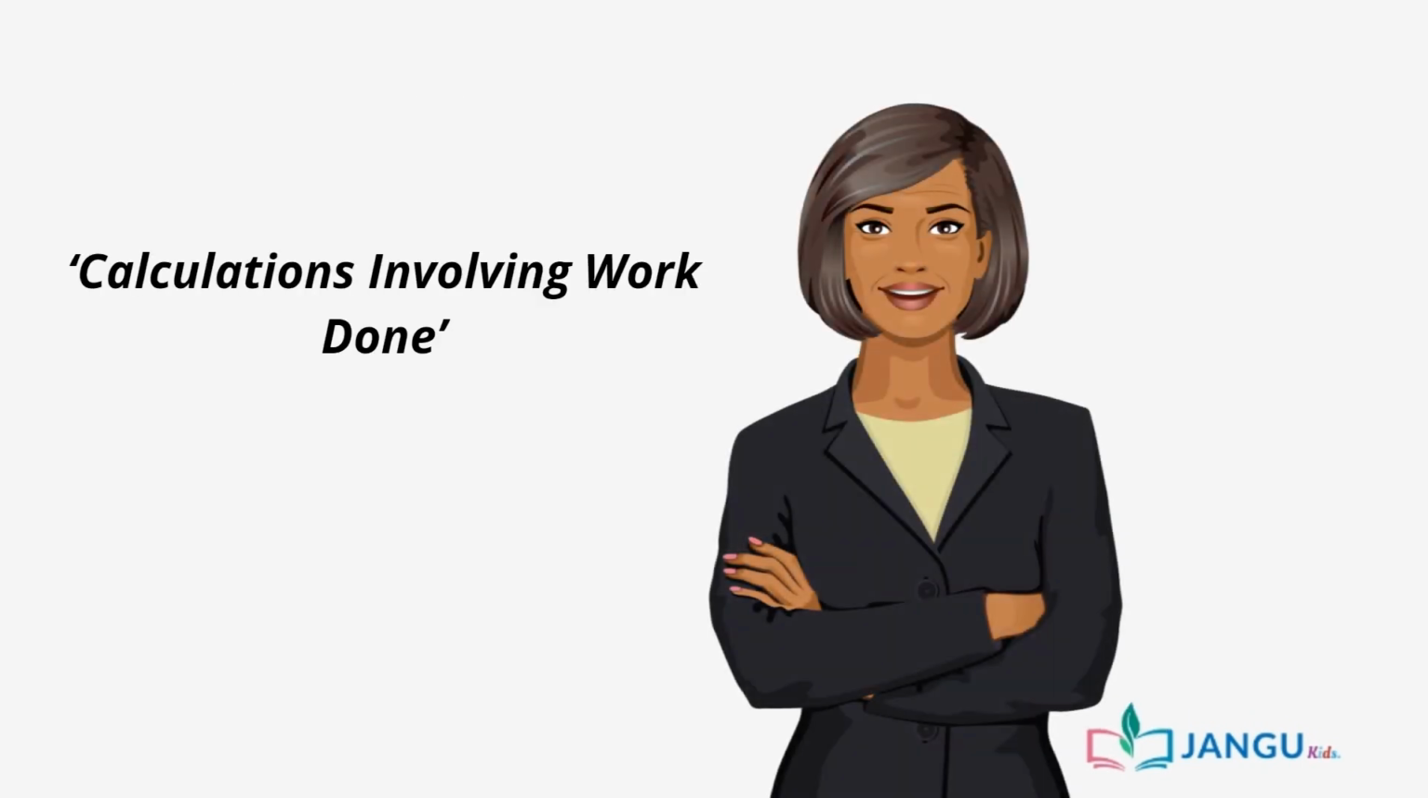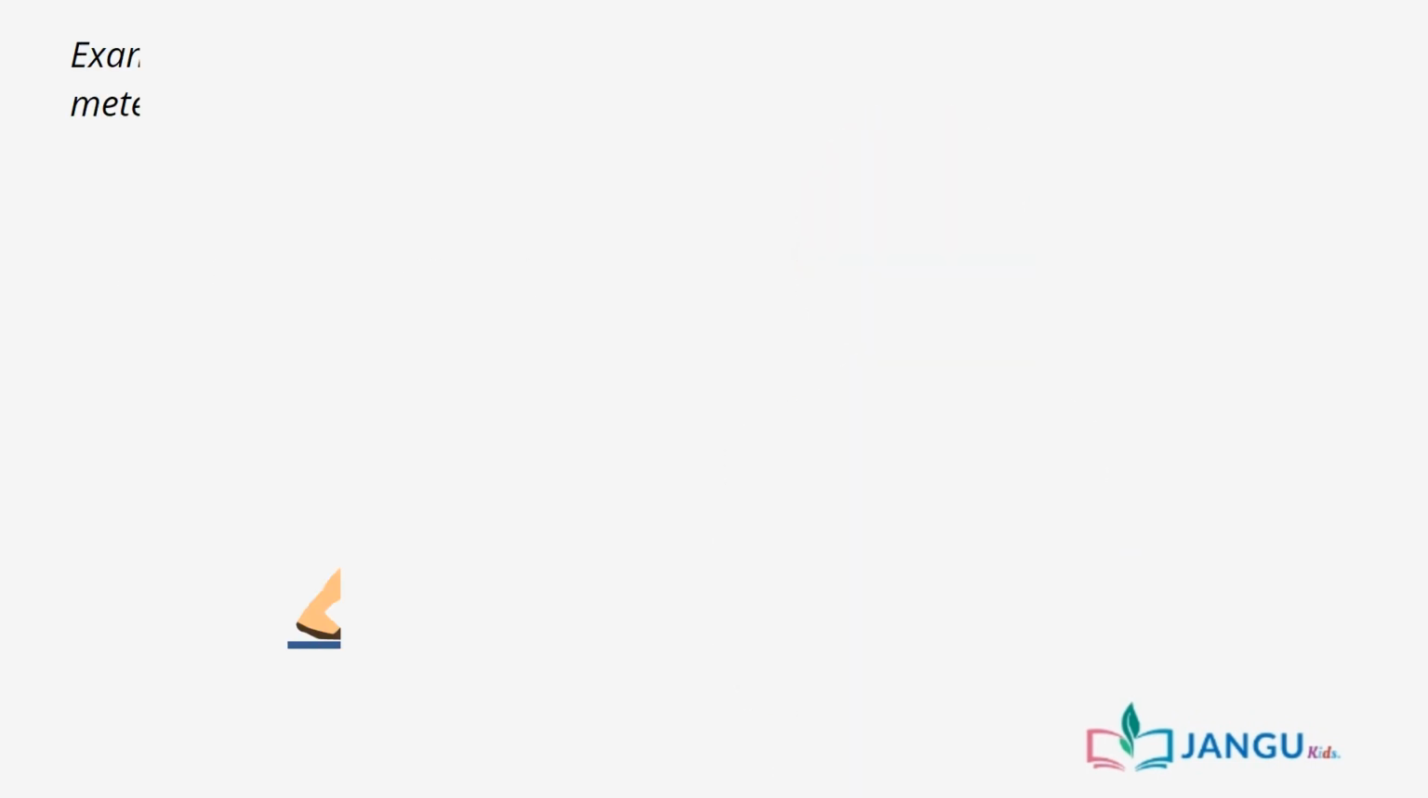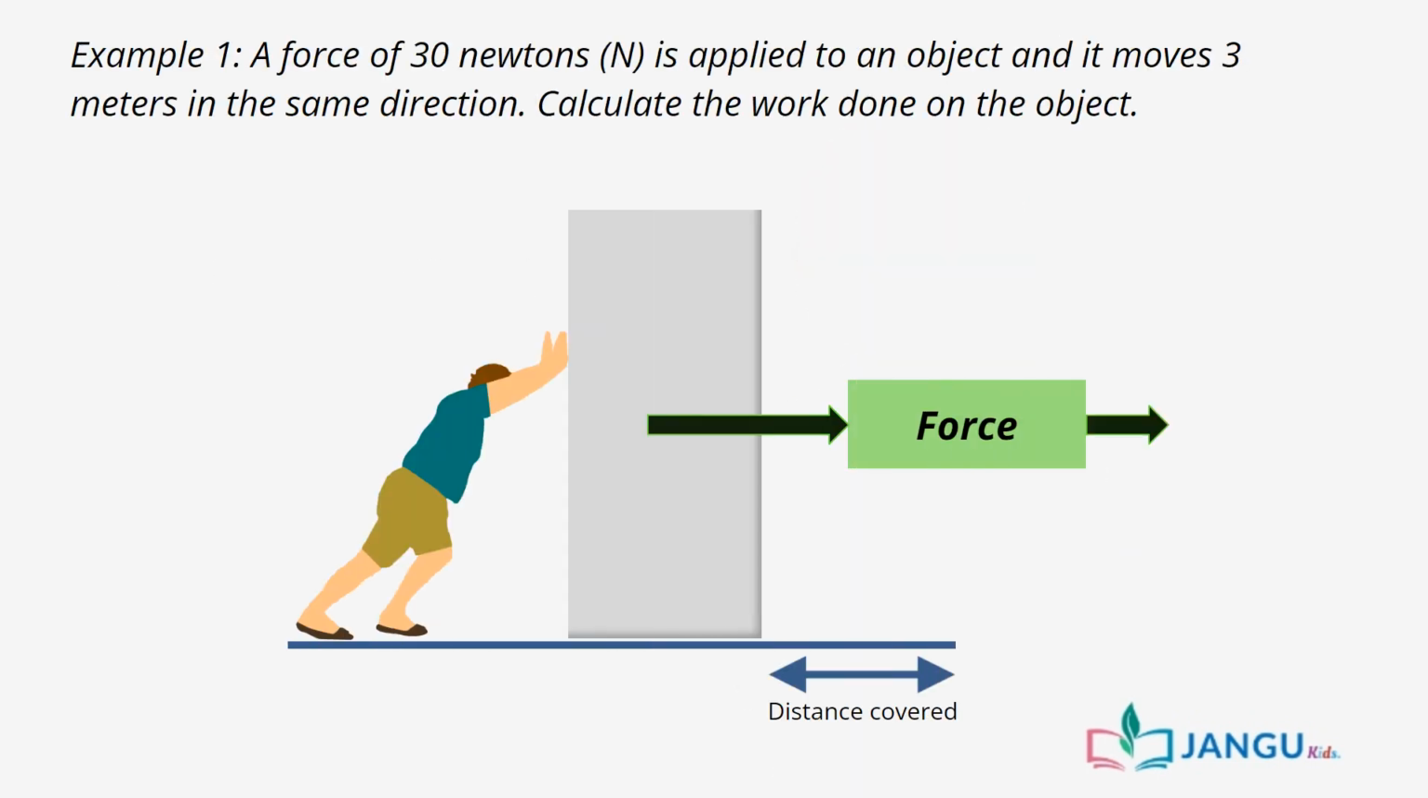Kids, let us now look at some calculations involving work done. Example 1. A force of 30 newtons is applied to an object and it moves 3 meters in the same direction. Calculate the work done on the object.